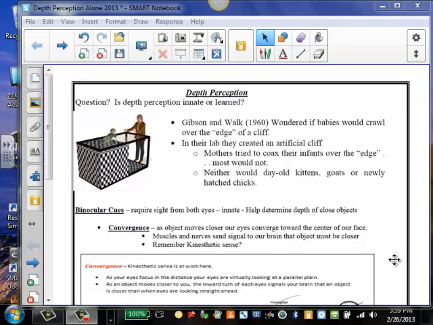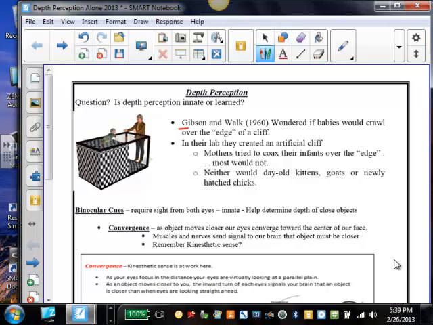So we're going to start off with a question: is depth perception innate or learned? One of the more famous experiments in this realm of discussion, when we talk about depth perception, is the Gibson and Walk study of 1960. I believe it was at Cornell University. And Gibson and Walk wondered if babies would crawl over the edge of a cliff. Was depth perception innate, or was it learned through experience?